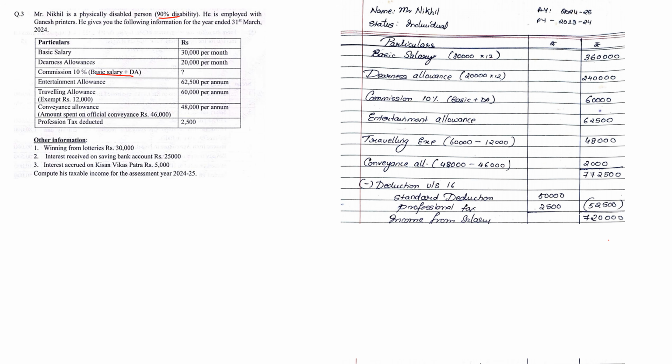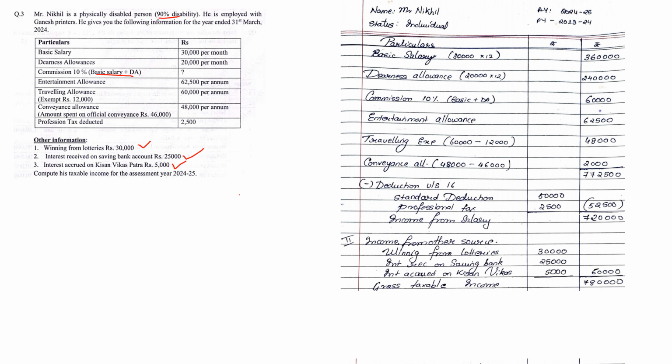Okay, the second part will be income from other sources. Winning from lottery, yes. Interest on savings account, yes. Interest on Kisan Vikas Patra, yes. So three incomes are there: winning, interest on savings, and accrued interest on Kisan Vikas. Add up 30,000, 25,000 and 5,000, 60,000 in the outer column. 7,20,000 plus 60,000 is 7,80,000.